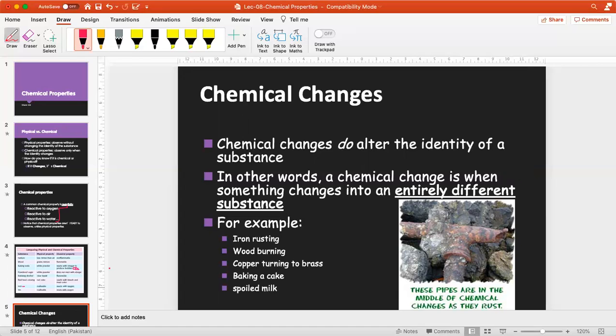We can say that a chemical change is when something changes into an entirely different substance. For example, if iron is there, it reacts with air. Air has oxygen and water droplets. So the iron is converted into rust; the pipes are in the middle of a chemical change as they rust. You can observe rusting over here, okay? Rusting is entirely different. It's not the iron, it's iron oxide now.